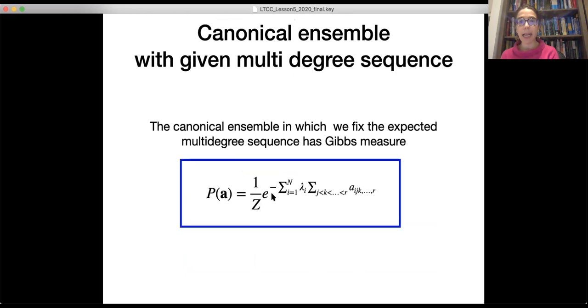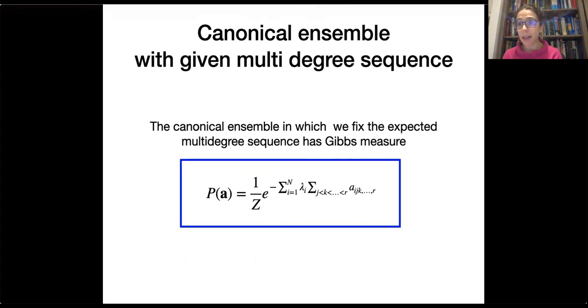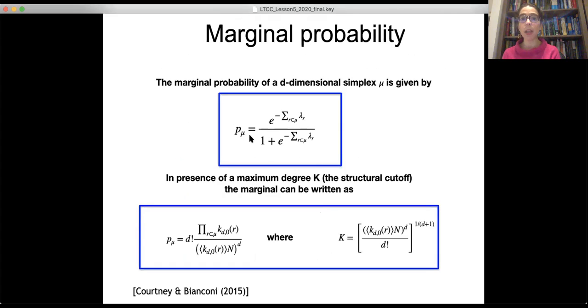So the probability associated to each simplicial complex is a probability associated to the adjacency tensor, and it has this familiar Gibbs measure, where every Lagrangian multiplier lambda_i is the Lagrangian multiplier enforcing the generalized degree of the node. So the probability of the simplex can be expressed in this familiar way, where now here in the denominator, we have the sum of all Lagrangian multipliers of the nodes r belonging to the simplicial complex.